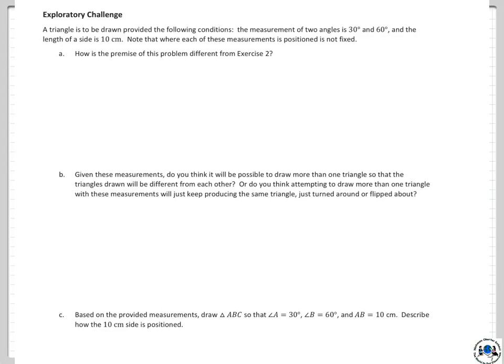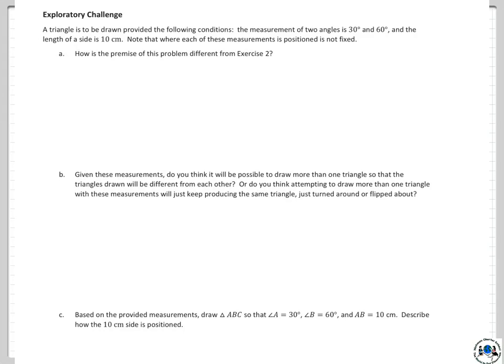Okay, so here is our exploratory challenge for this lesson 8. You are going to be drawing a triangle given two angle measurements and the length of a side. Then you will rearrange the measurements in as many ways as possible and determine whether the triangles that you draw are all identical. So we're going to conclude the lesson with this question: which pieces and what arrangement of those pieces guarantees that triangles drawn are identical?